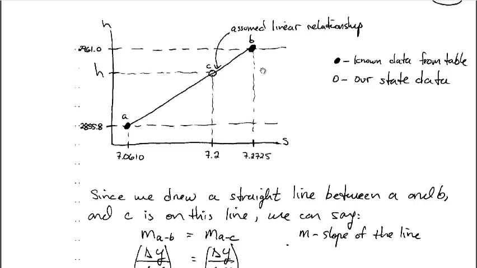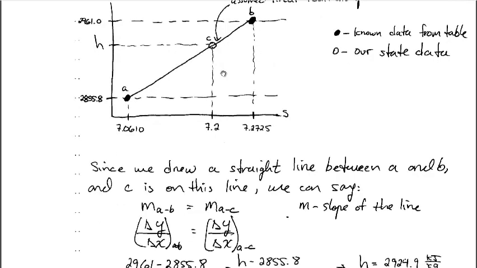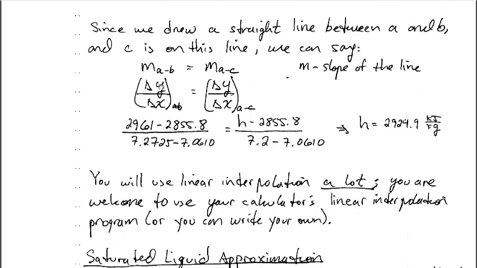Okay. So since we drew a straight line between point A and B, and because point C is also on this straight line, that means the slope of line AB is the same as the slope of line AC. So we can set those two slopes equal to each other. Slope, of course, is the change in y divided by the change in x. And the slope of AB is equal to the slope of AC.